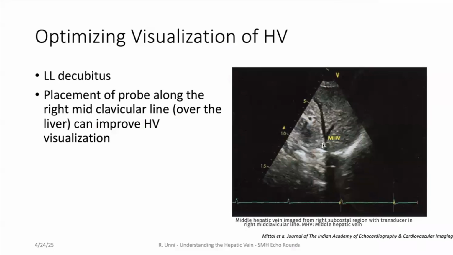Now, if in your subcostal view you don't see the hepatic veins very well, despite looking, you can optimize your view. It's been described that if you turn the patient to the left lateral and put your probe directly over the liver, sort of in the midclavicular line, you can actually see a lot. You can change your orientation. You might see the middle vein a bit better and in line.